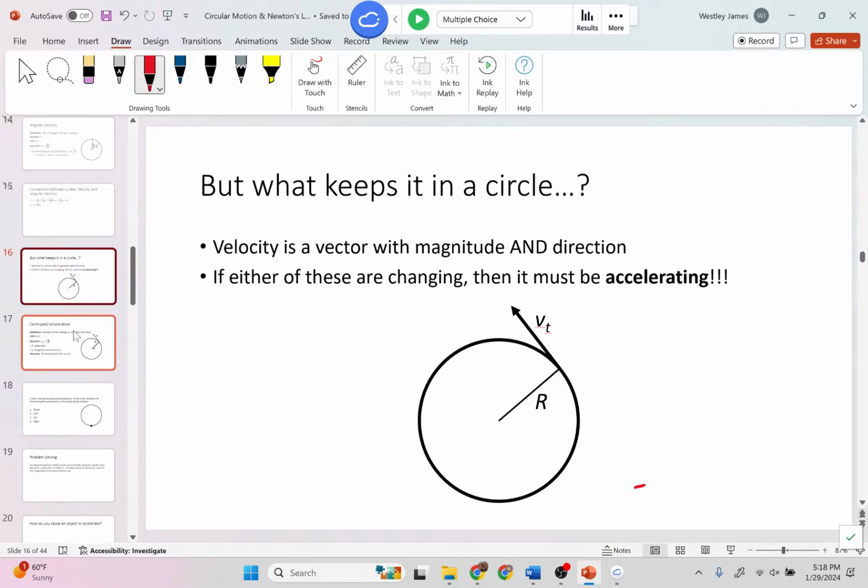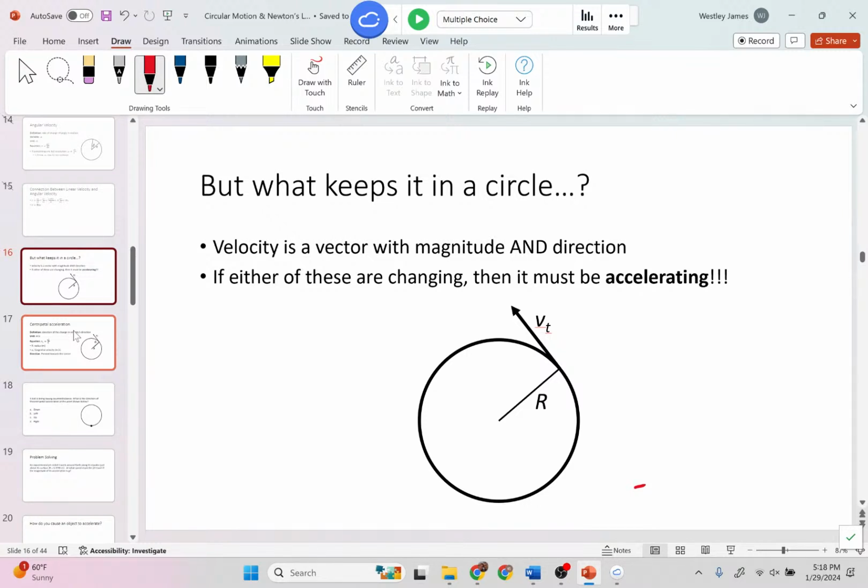But what keeps it in a circle? Well, velocity has magnitude and direction. So remember, not only does it matter how big it is, it matters what direction we're going. And we are going to learn later on in the slideshow, and we've kind of mentioned this, if the velocity is changing, we have a word for that: acceleration. Even if the value is not changing, if the direction is changing, it is accelerating.